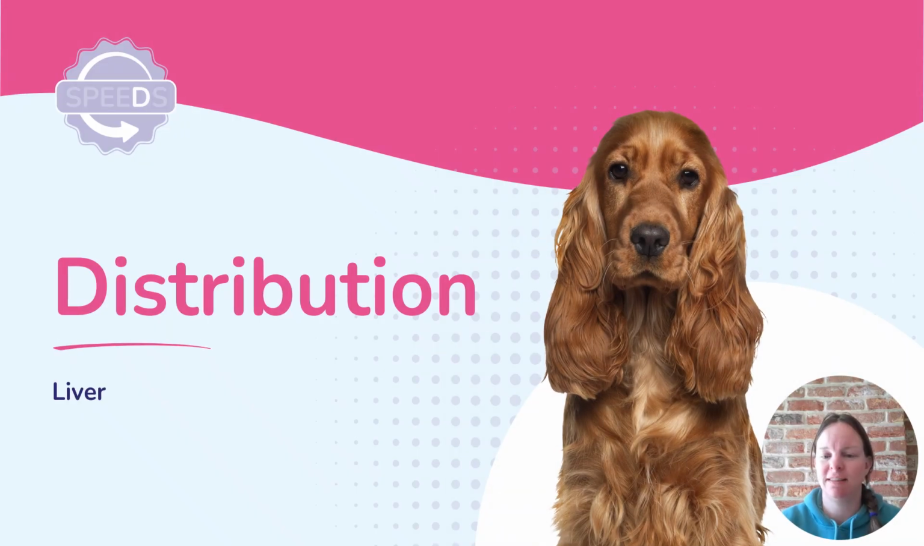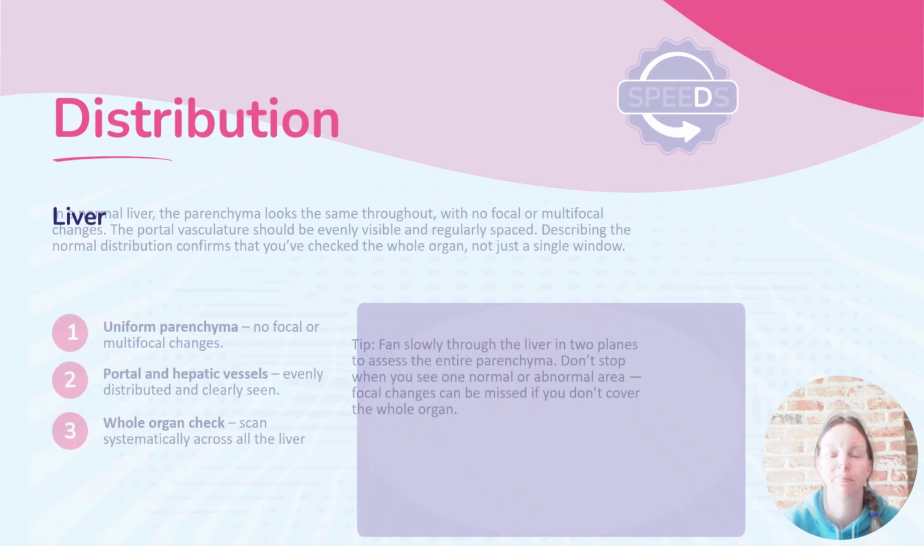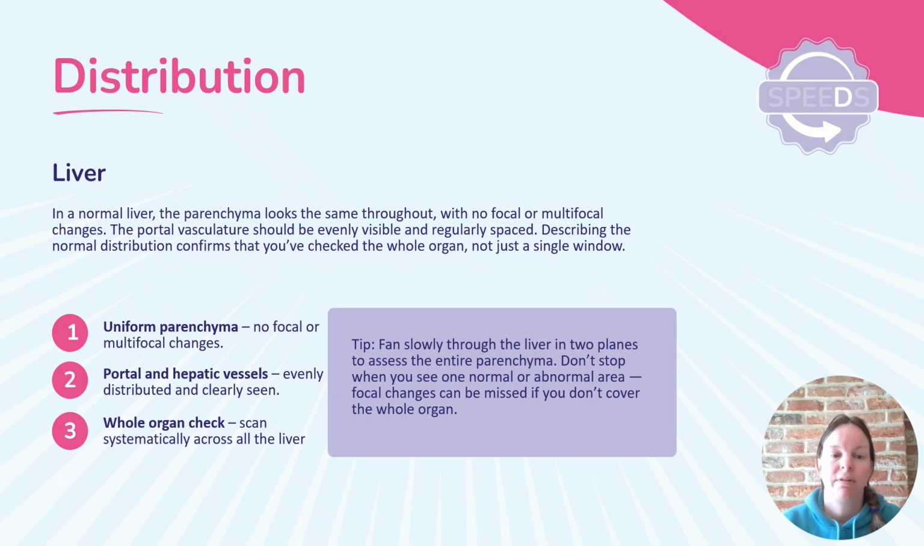Moving on to the D, that stands for distribution and dynamics, and we'll start with distribution. So in a normal liver, the parenchyma should look the same throughout, with no focal or multifocal changes. The portal vasculature should be visible and regularly spaced, and describing the normal distribution confirms that you've checked the whole organ, not just a single window. So we're looking for that uniform parenchyma, no focal or multifocal changes, portal and hepatic vessels seen, evenly distributed, and that you've checked the whole organ.